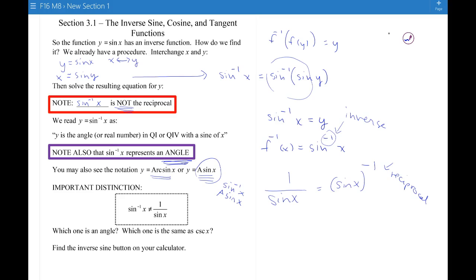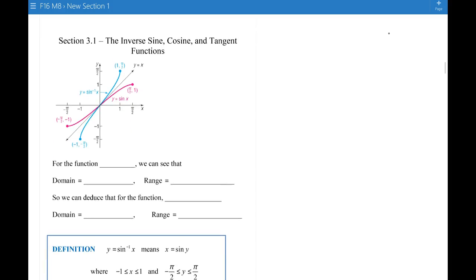So remember this important distinction: if I put the -1 exponent superscript here, it means the inverse function and not the reciprocal. So the one on the left is an angle. The one on the right is equal to the cosecant. So find the inverse sine button on your calculator, whatever it looks like.